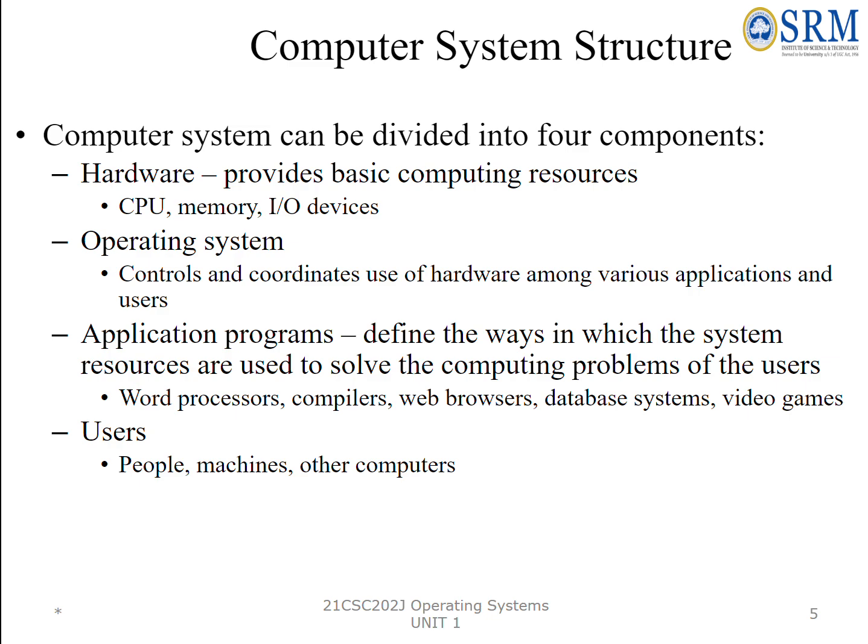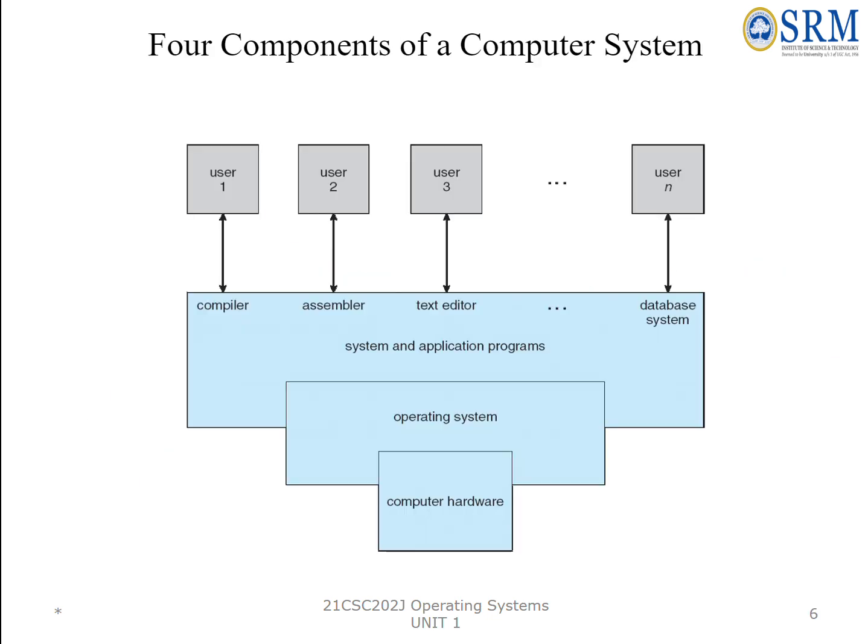The users, the people, machines, and other computers. So the four components of the computer system. What are the components? First, the user. How does the user interact with the hardware? Directly we can't interact. I'm sitting here, I'm going to interact with the system. The system is the monitor, the hardware. I can't interact directly, so only with the help of some intermediate thing can I communicate with the system.